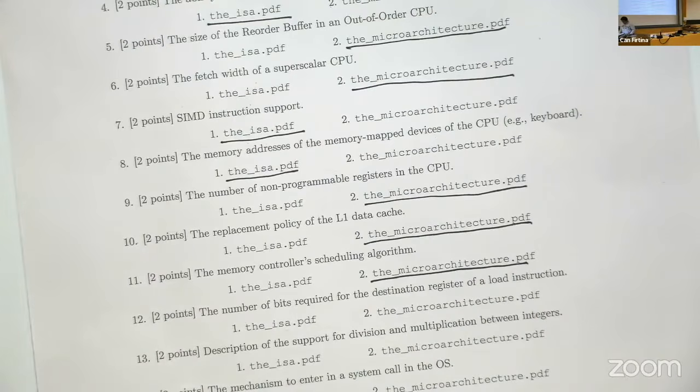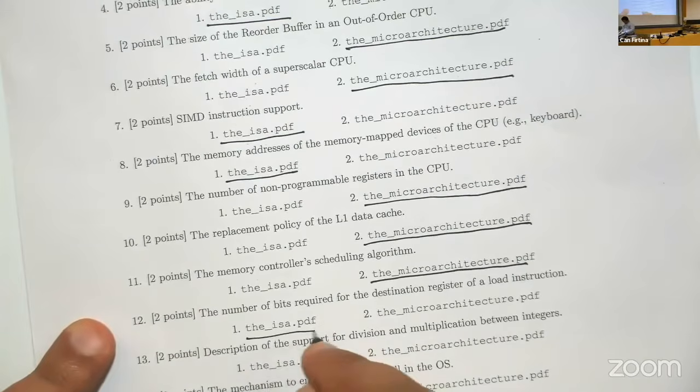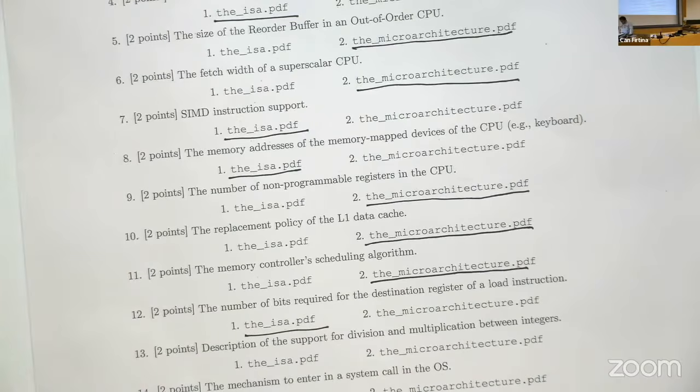The next question is the number of bits required for the destination register of a load instruction. Typically in the instruction set, you would find the width of the source and the destination registers for all the instructions. So that should be available in the ISA.pdf. And the next one is pretty easy. Description of support for division and multiplication between registers. If there is support for these two operations, it would be available in the ISA.